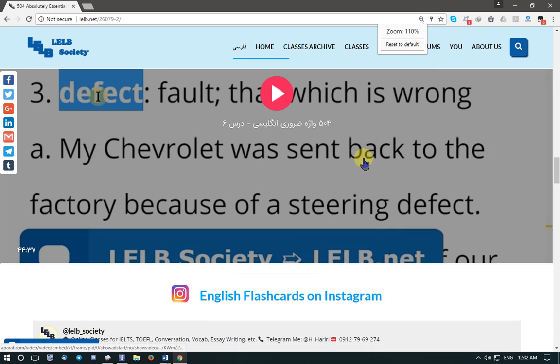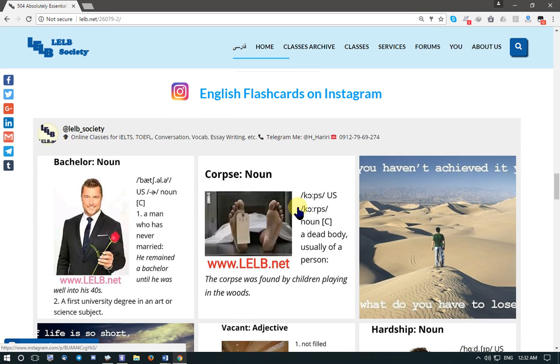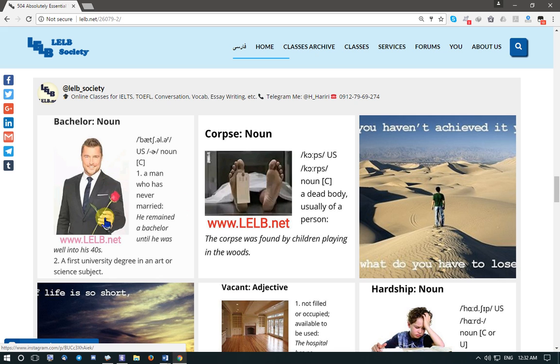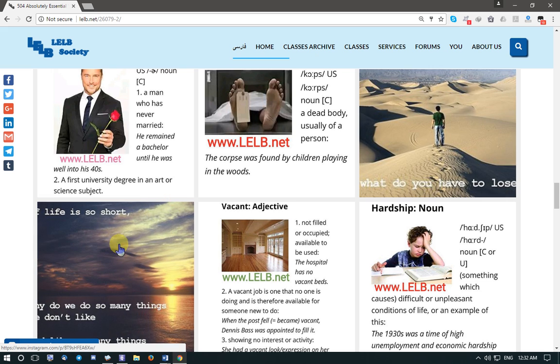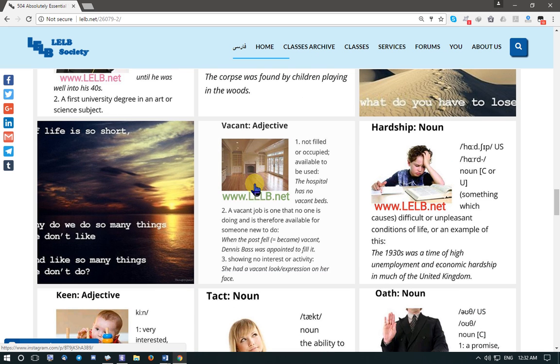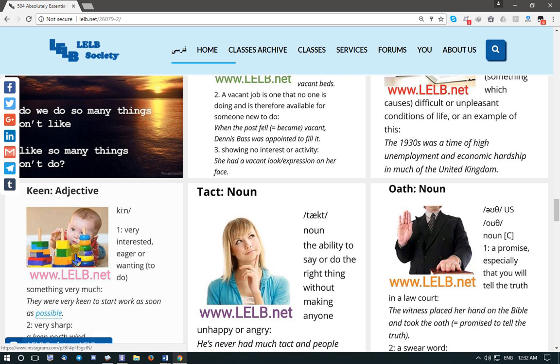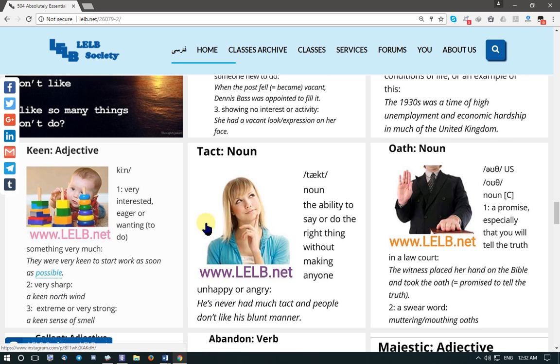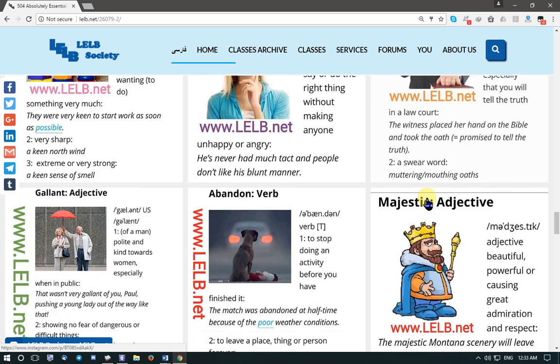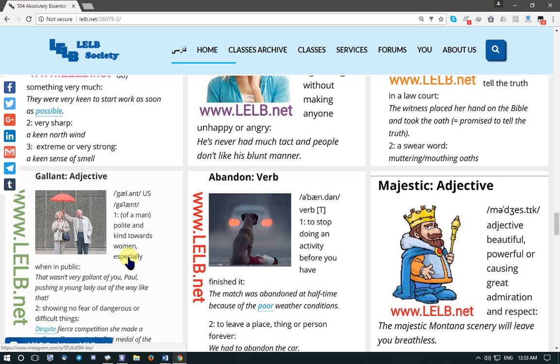Let me show you some flashcards on Instagram. Here it is bachelor, as you can see, and this is corpse, a dead body, and there are some challenging questions with photos. Vacant means empty. Hardship means difficulty. Keen means eager, interested. And tact means wisdom. Oath means promise. Gallant means brave and being so polite, particularly to ladies. Abandon means to leave. And this is majestic.